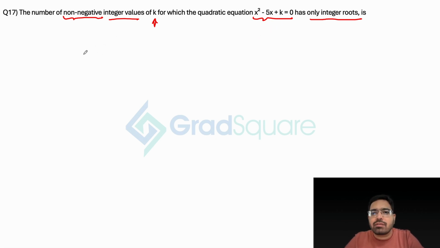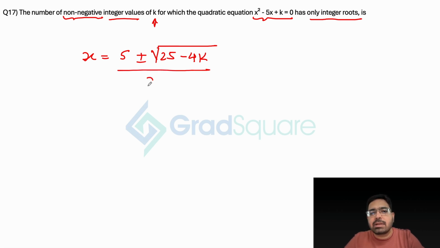The roots of this equation will be given by minus b, so that makes it plus, under root of b square minus 4ac. B square minus 4ac will give you what? 25 minus 4k, because a, the coefficient of x square, is 1, divided by 2a, which will be 2. Now you have to look at the values of k, and of course the value under the root must not turn out to be negative, because otherwise it will become imaginary roots, right?